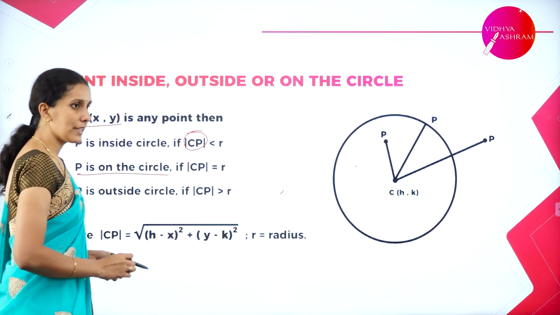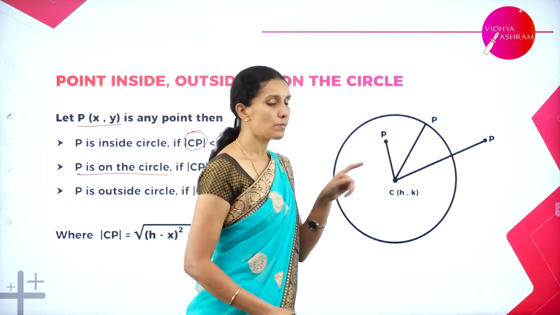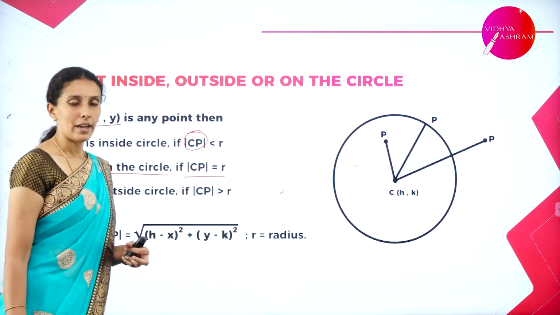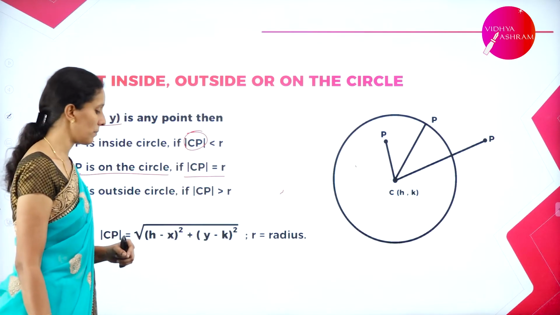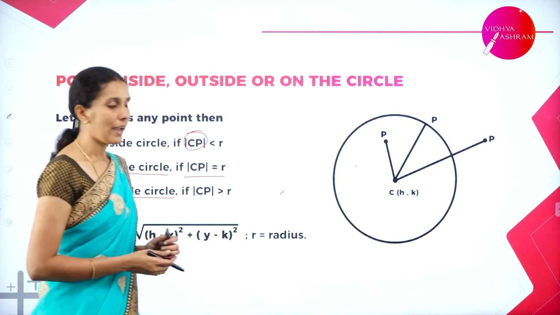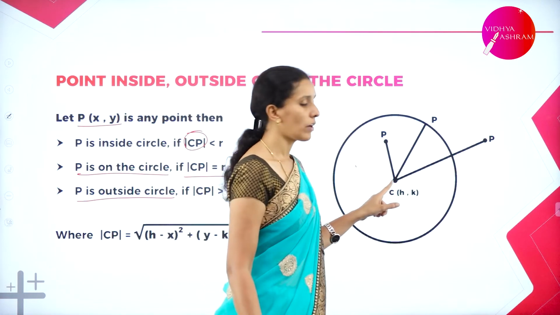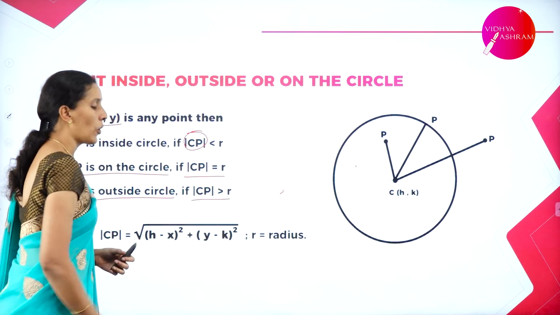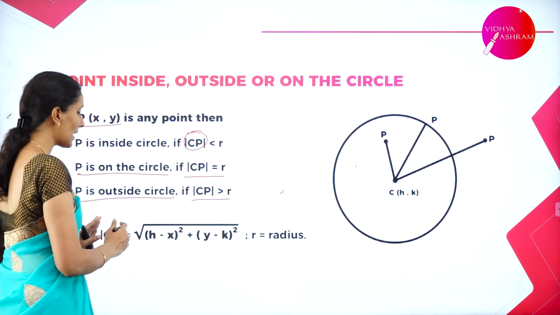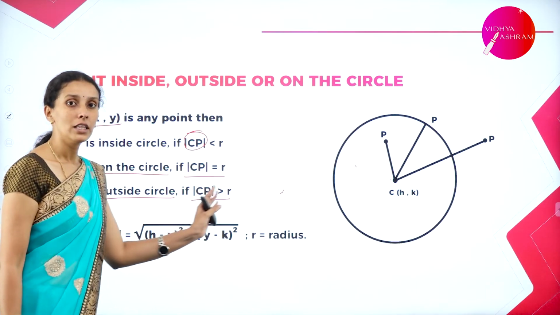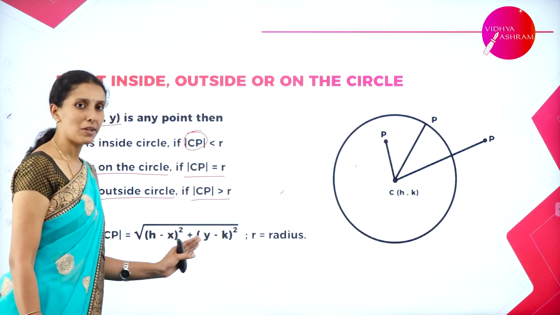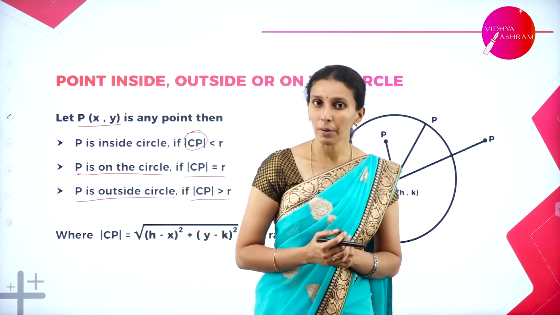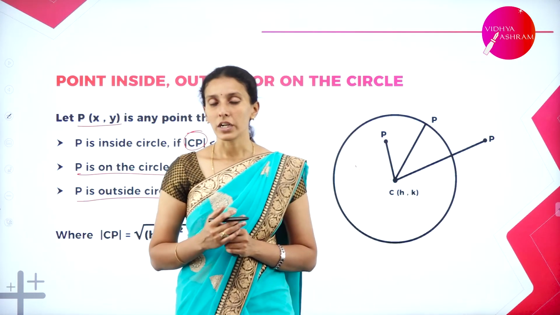If the point is on the circle, then the distance between the center and the point P is exactly the same as the radius. That is, the radius will be equal to the distance |CP|. If it is outside the circle, then the distance of the point from the center will be greater than the radius. That is, |CP| is greater than r. So, how to calculate CP? Again, using the distance formula, √((h − x)² + (k − y)²), where r is the radius. Like this, we can find whether the given point is inside the circle or outside the circle.